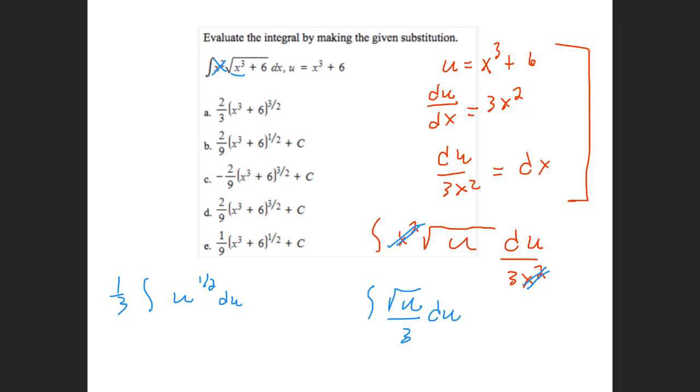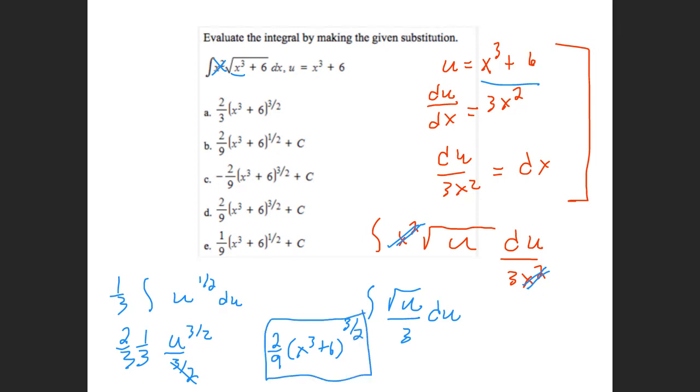And now if I take the integral of this, what is that? u to the 3 halves over 3 halves times 1/3. What a mess. And then that would be 2/3 here, so I cross that out. So that's going to be 2/9 u to the 3 halves, which I'm going to plug my u value back into. So that's x to the third plus 6 to the 3 halves. And that would be my integral. Okay, does that make sense?